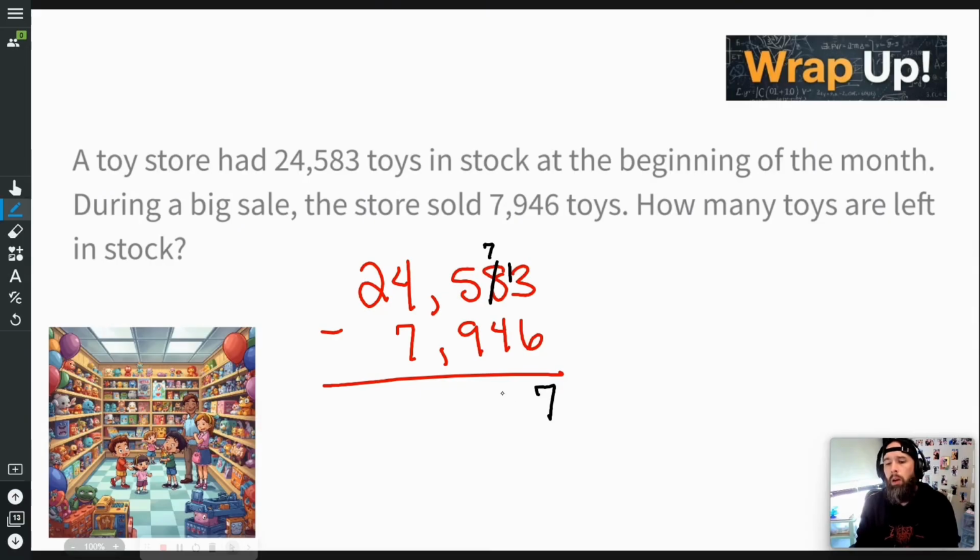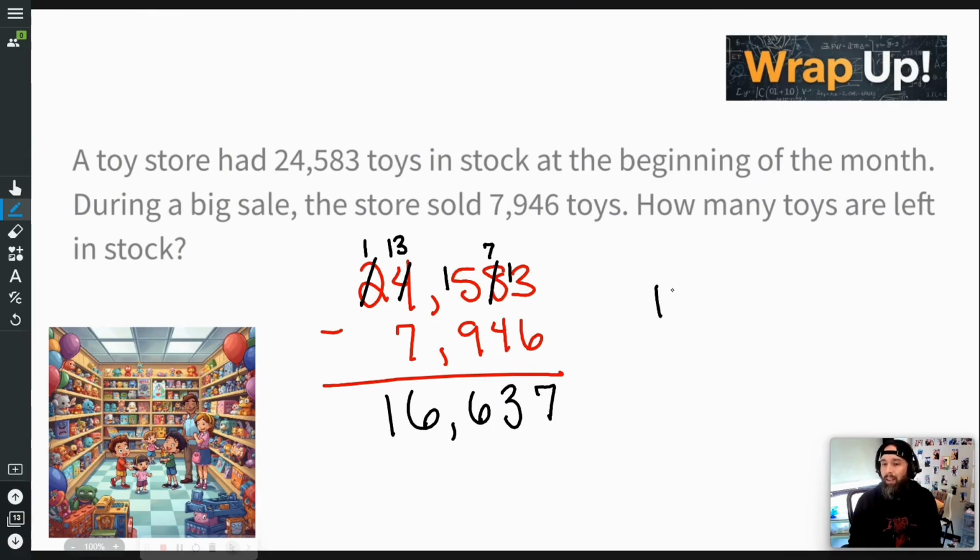7 minus 4 is 3. 5 minus 9, can't do it. Borrow 1 from 4 and turn 4 into 3. 15 minus 9 is 6. 3 minus 7, can't do it. Borrow 1 from 2 and turn 2 into 1. 13 minus 7 is 6. 1 minus nothing is 1. Drop down your comma, and we have 16,637. Now, what does that mean? What are we talking about? What real-life object? How many toys are left in stock?